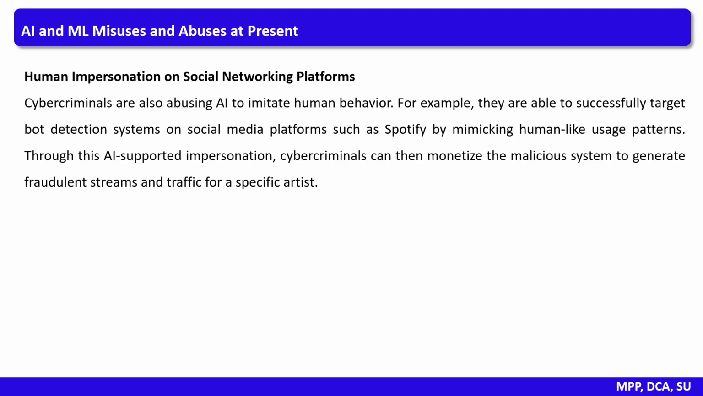The next example is human impersonation on social networking platforms. Cybercriminals are also abusing artificial intelligence to imitate human behavior. For example, they are now able to successfully target bot detection systems on social media platforms such as Spotify by mimicking human-like usage patterns. Through this AI supported impersonation, cybercriminals can then monetize the malicious system to generate fraudulent streams and traffic for a specific artist.